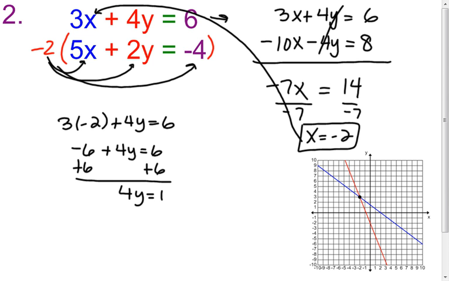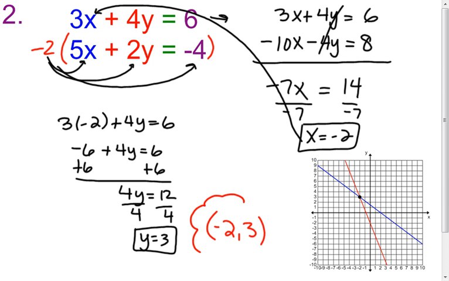So 4y equals 12. Divide both sides by 4. And y equals 3. Okay. But again, a reminder that I want your answer as an xy coordinate. So negative 2, 3 is the solution to this problem, which means I've got the two lines that happen to intersect in one spot, and that spot is negative 2, 3. And you can see that on the graph.